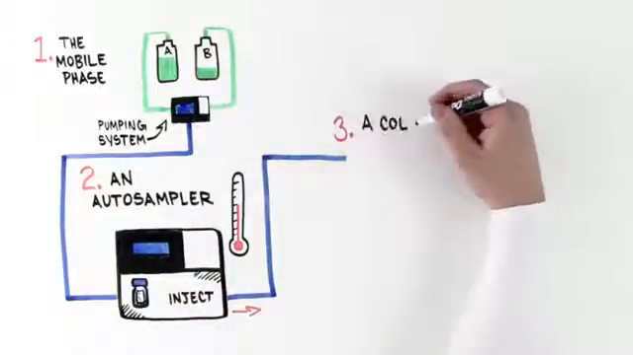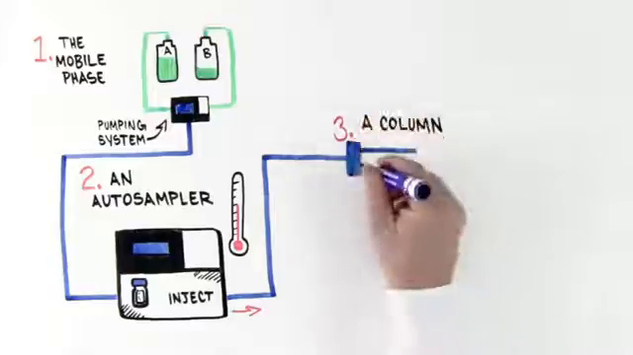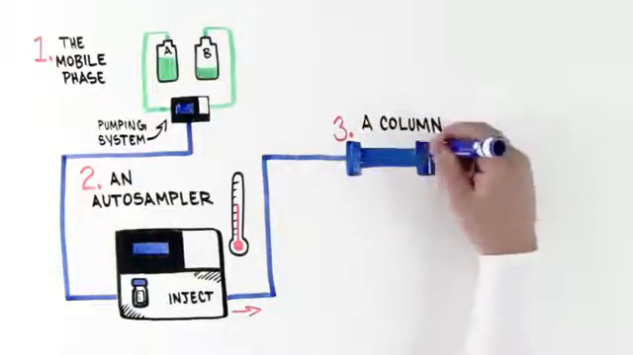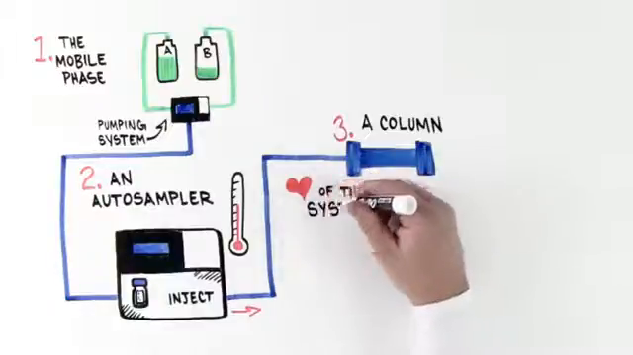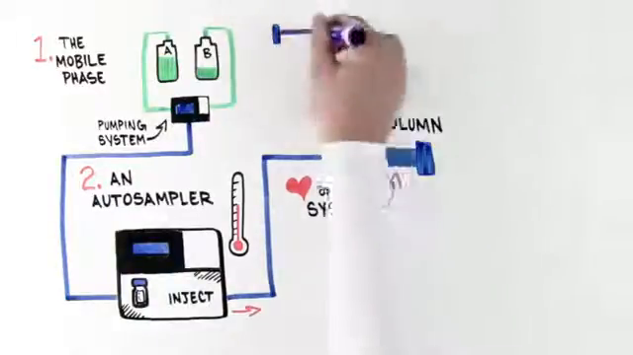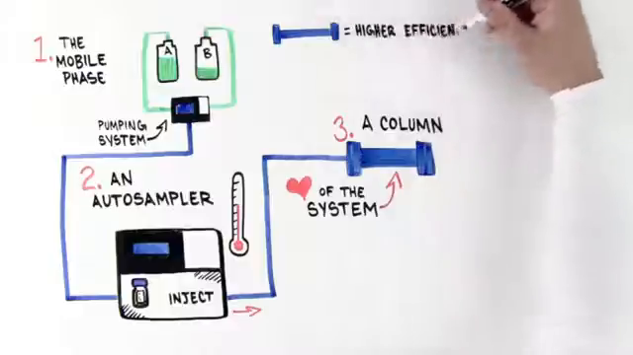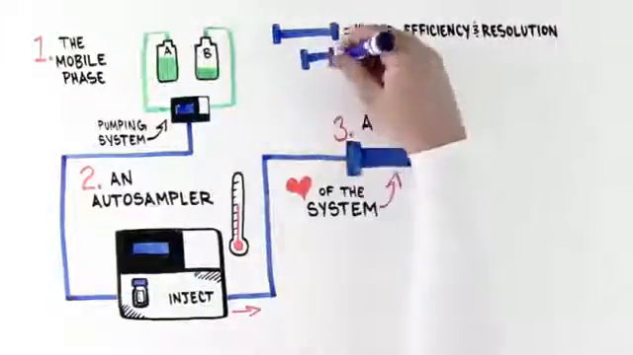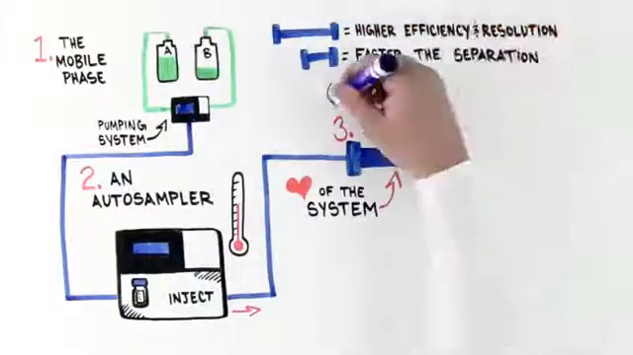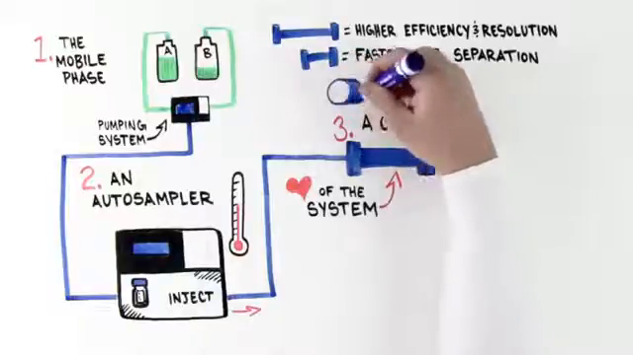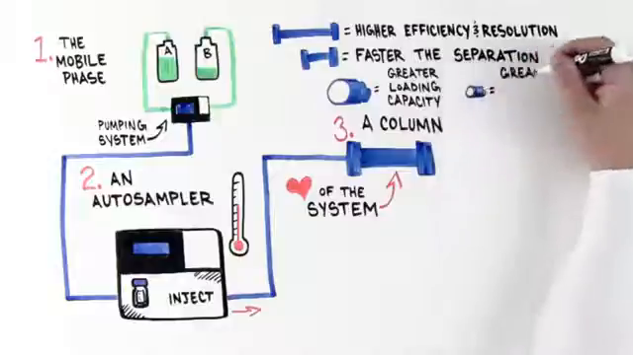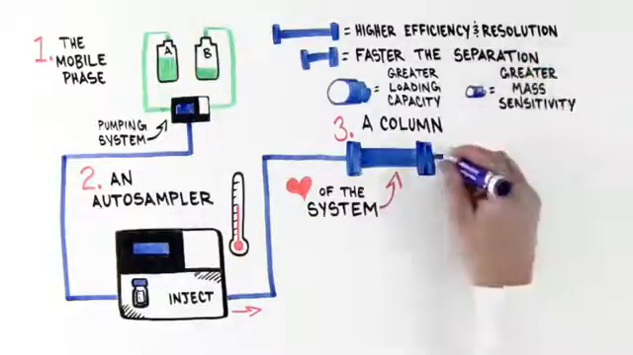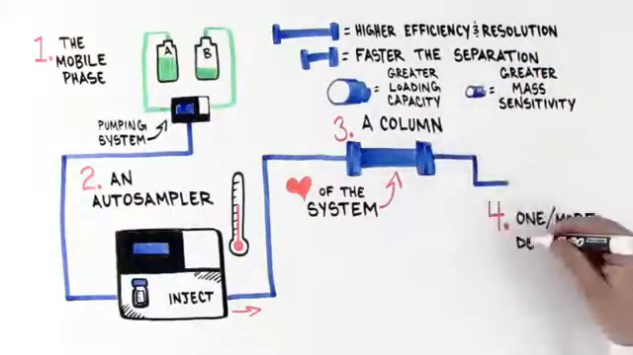3. A column. The column is packed with a stationary phase that separates the sample. A nonpolar silica-based phase is the most common phase for reversed phase HPLC. The longer the column, the higher the efficiency and resolution. The shorter the column, the faster the separation. Also, the larger the column diameter, the greater the loading capacity, while the narrower the column, the greater the mass sensitivity. 4. One or more detectors in series.